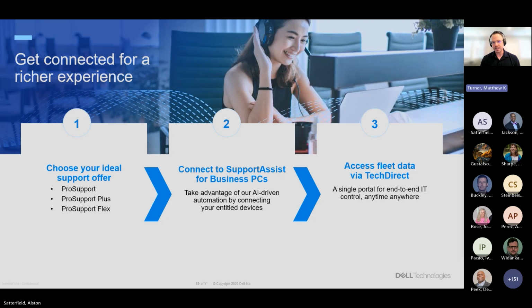Pro Support, I would say, gets about 80% of it. There are some caveats. Just keep in mind, with Pro Support Plus and Flex, 100% of everything that SupportAssist has to offer will be available with those warranty contracts. Beyond that, it's just time to connect to SupportAssist. So if you don't have a Tech Direct account for your company, you'd want to register for a free Tech Direct account. At that point, once you have access to Tech Direct, you can configure and download the SupportAssist application.